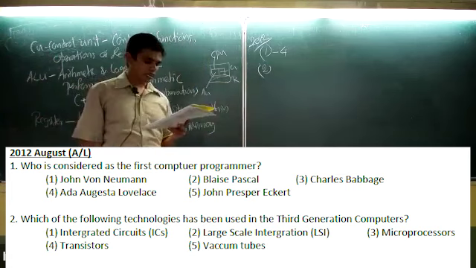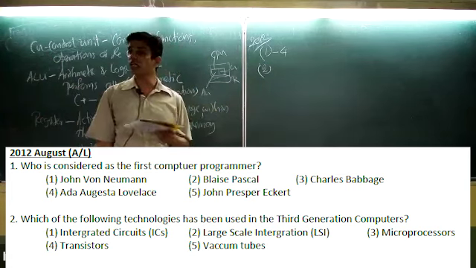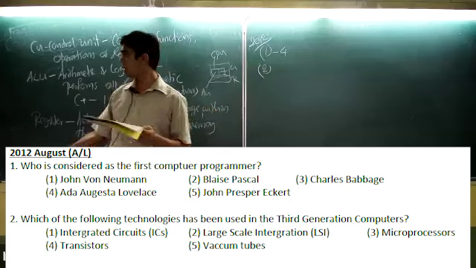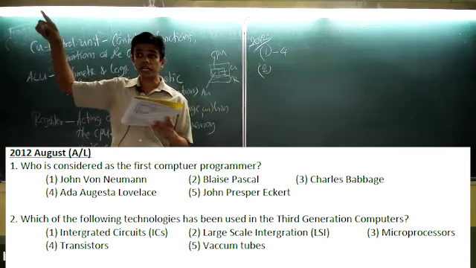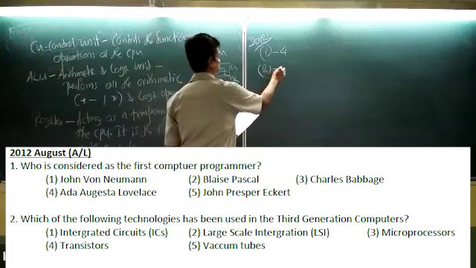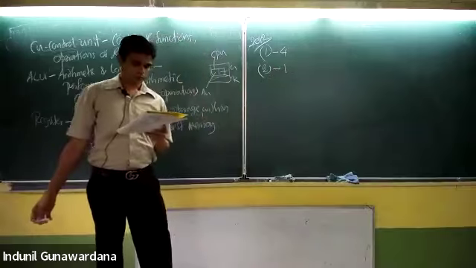Which of the following technologies has been used in third generation computers? 3G. Earlier we had it in the previous year. 3G now is using integrated circuits. One is the answer. That's okay.